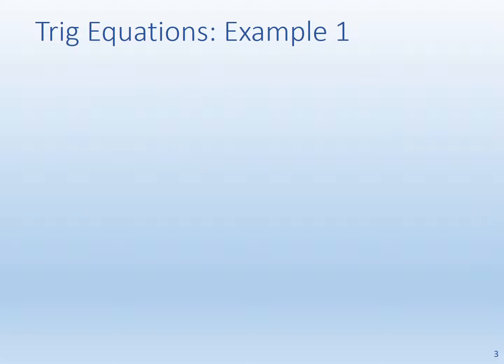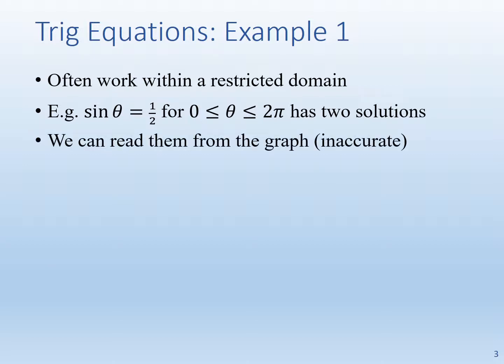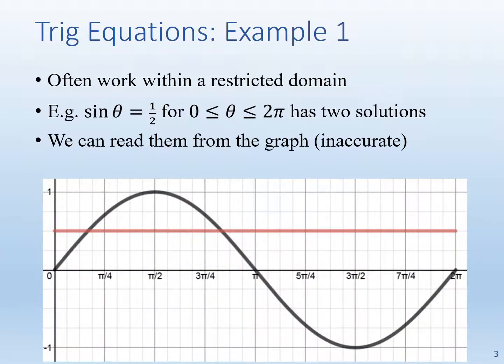Because there are an infinite number of solutions to trig equations, we often work within a restricted domain, which usually involves one period. So for our sine graph, we'll work between 0 and 2 pi. To find the solution to sine theta equals a half, we can read the solutions off from a graph. So reading off our first solution there, we see that that's about a third of the way up to pi on 2. So a third of pi on 2 is pi on 6.